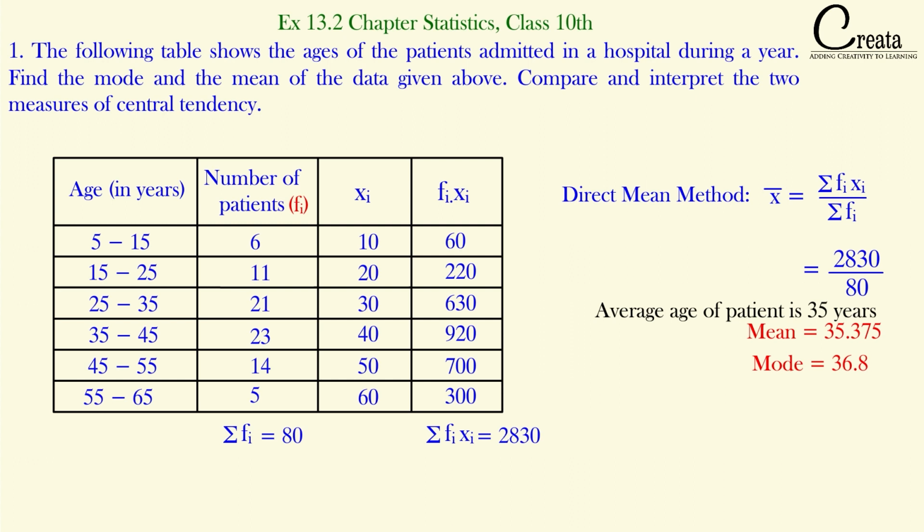While what is mode? Mode is the number which is repeating the maximum times. So here the mode is 36.8, which means the maximum number of patients admitted to the hospital are of the age 36.8 years. That is the age with the maximum number of patients. Okay, this is the interpretation of mode and mean.